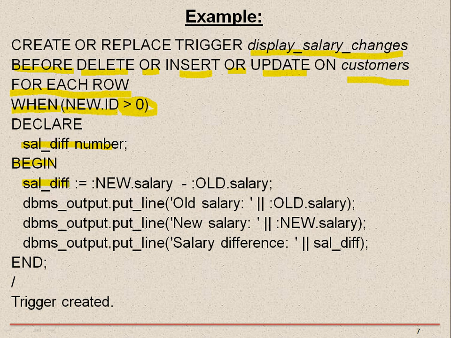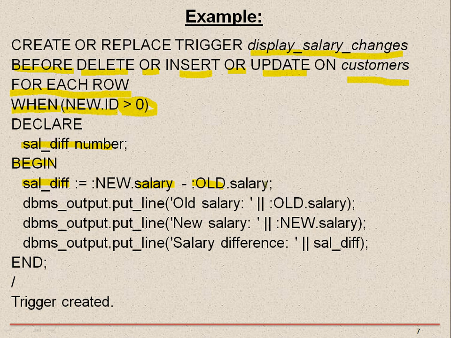Now my variable salary_difference is equal to new salary, whatever I am updating, whatever I am deleting, whatever I am inserting. That's the new salary, :new.salary, where salary is a field name, minus :old.salary. That means the old salary value.